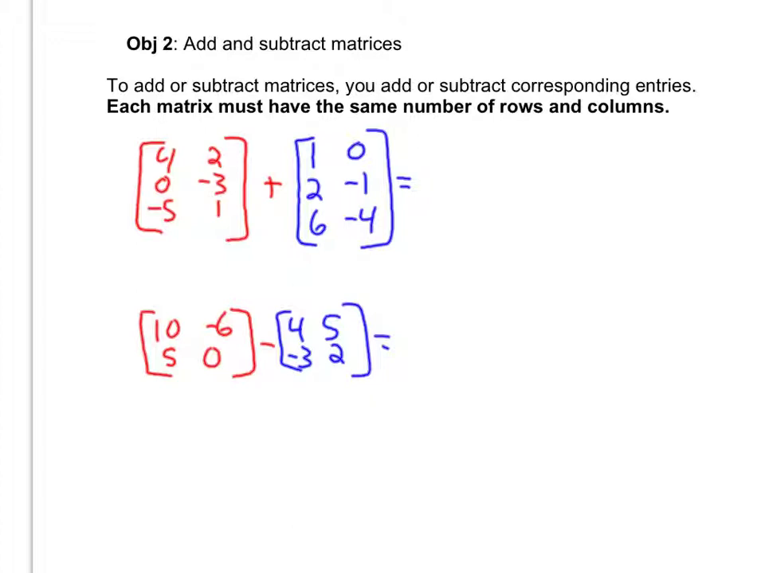To add or subtract matrices, you just add their corresponding entries. So we'll show you what that looks like. But this part is very important. It says each matrix must have the same number of rows and columns.